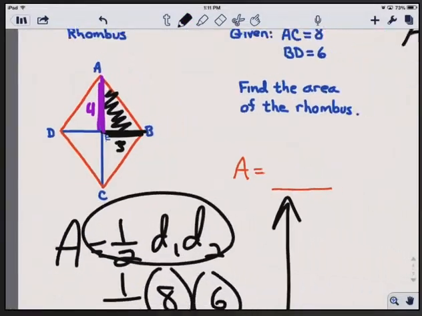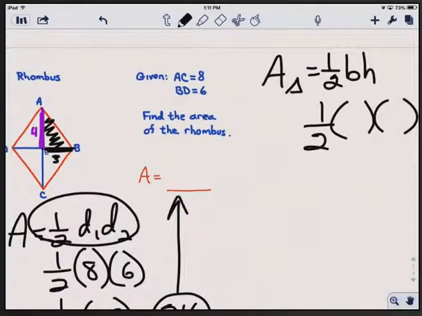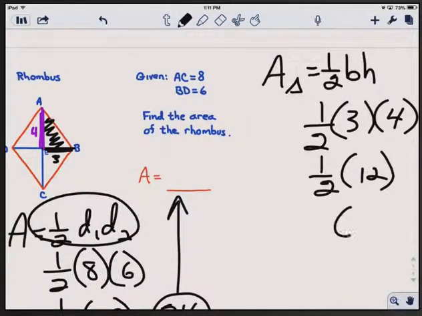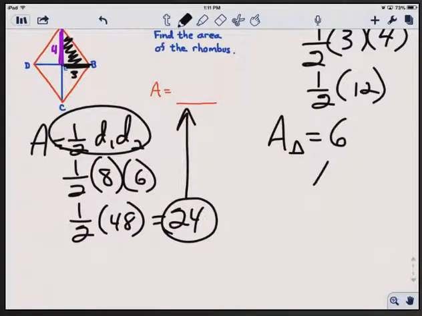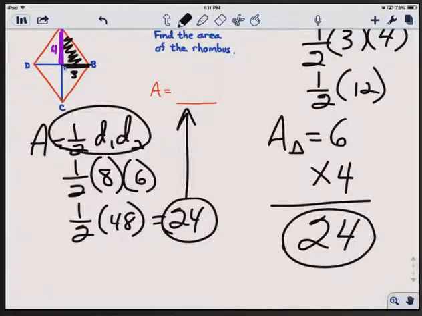So looking at that one triangle, we have the base is equal to 3, the height is equal to 4, 1/2 of 12 is equal to 6. But that's only one triangle. There are 4 congruent triangles, all of area 6 square inches, square centimeters, whatever the unit of measure is. So therefore the area of the rhombus is 4 times that one triangle area. So you still get 24. Same answer either way.